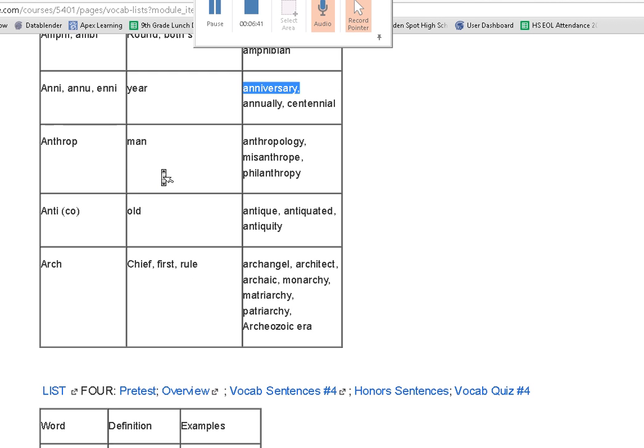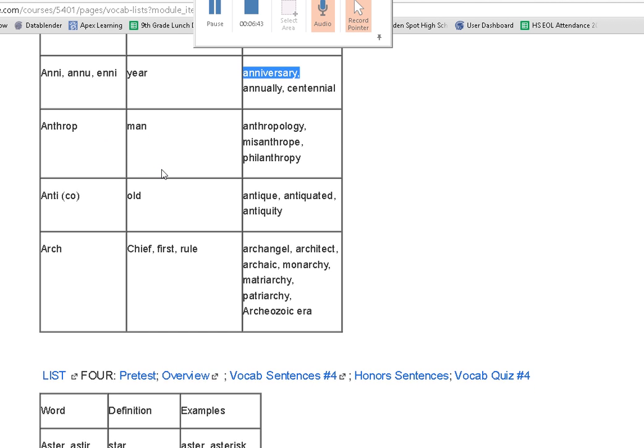Anthrop means man in terms of mankind. Like anthropology is the study of man over time. A philanthropist loves mankind enough to donate money. Antiqu means old, like antique, an old artifact. If something is antiquated, it's out of date. It's not used anymore because it's so old. And then arch means chief, first, or rule.